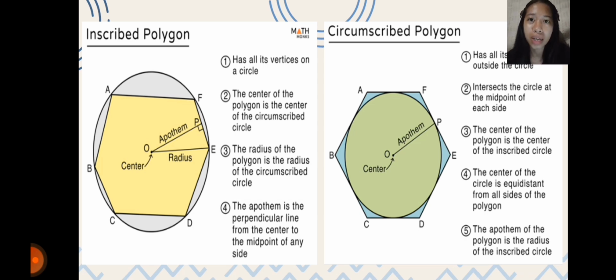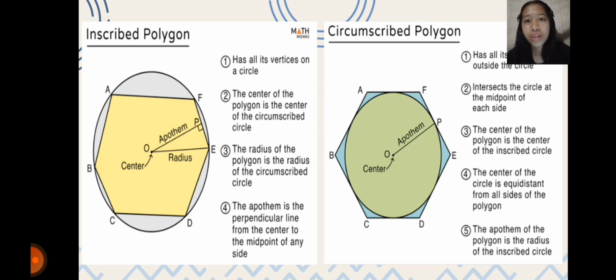Now let's talk about the circumscribed polygon. As shown in the image, a circumscribed polygon is a polygon that surrounds a circle in such a way that each of its sides touches the circle. Now, let's break down the key characteristics of a circumscribed polygon.